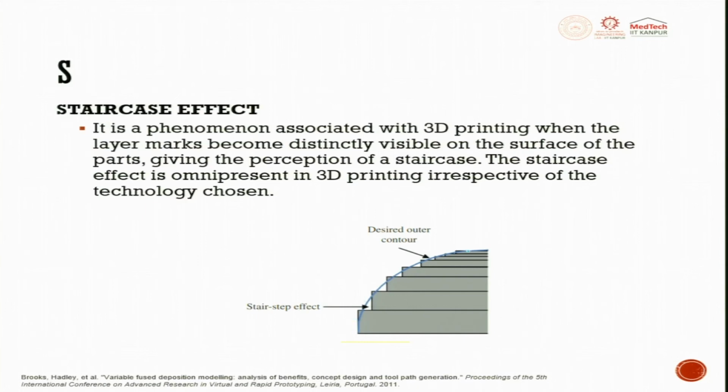When we are doing a layer by layer approach, you will always have something like a staircase getting formed. So, this defect is called the staircase defect or effect. It is a phenomenon associated with 3D printing when the layer marks become distinctly visible on the surface of the part, giving the perception of a staircase. So, this is called the staircase. The staircase effect is omnipresent in 3D printing irrespective of the technology chosen.